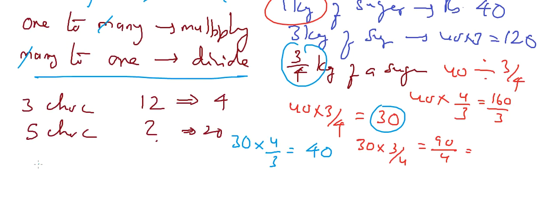It's like this. Number of chocolates and cost. So 3 chocolates 12 rupees, 5 chocolates, what's the cost? What variation is this? If the number of chocolates is more, cost will be more. Number of chocolates less, cost will be less, isn't it? So both are going in the same direction. That means it's called direct variation. In direct variation, you just cross multiply like this.